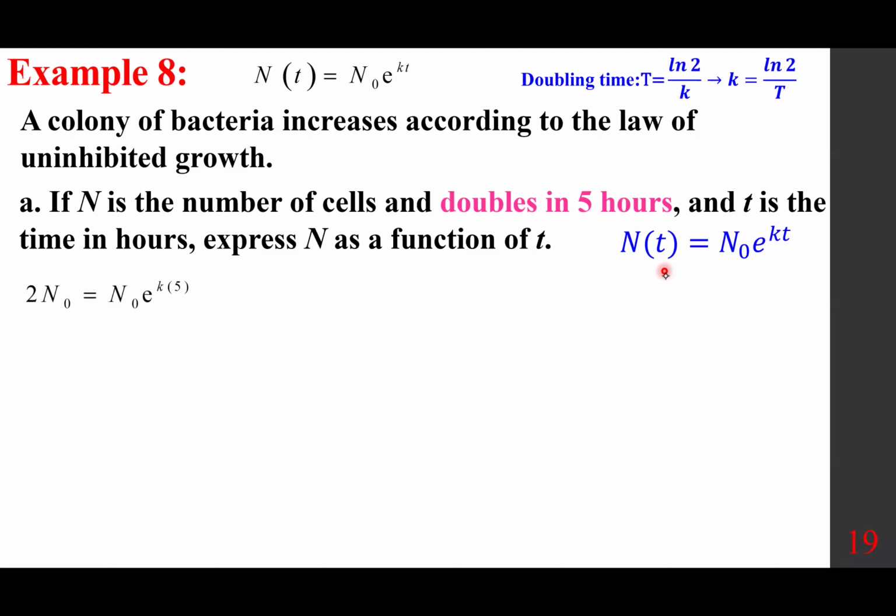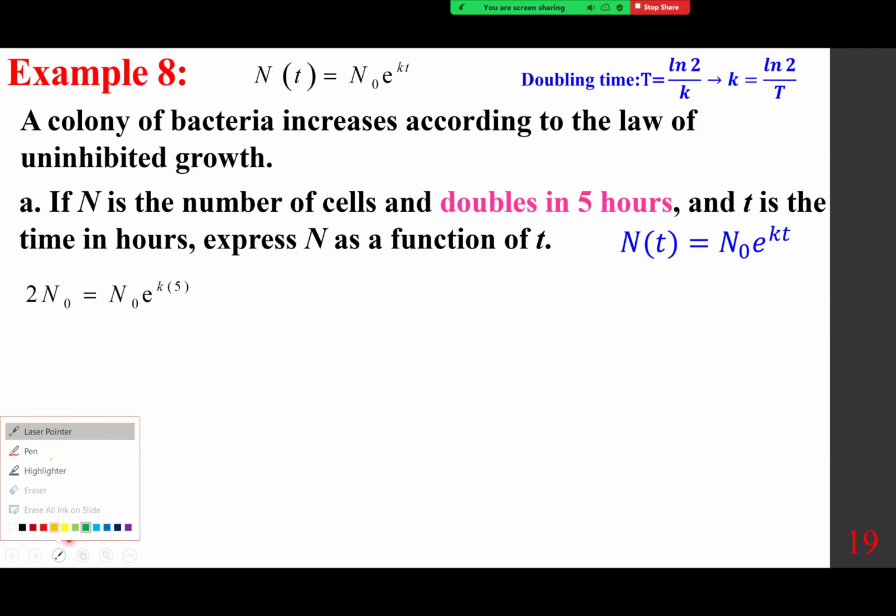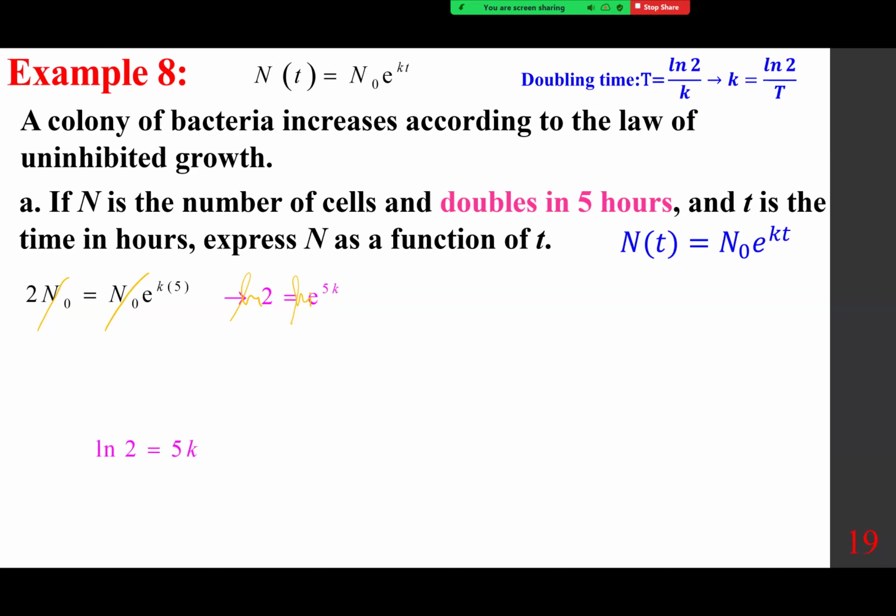So in essence, we are using the doubling, 2 times n sub 0, to prove the formula again. And you don't have to do that. We've done it a number of times. And you get 2, and you take the natural log, and that becomes ln2, and this becomes 5k. And again, we get to the same formula that we had. So that's just as good.